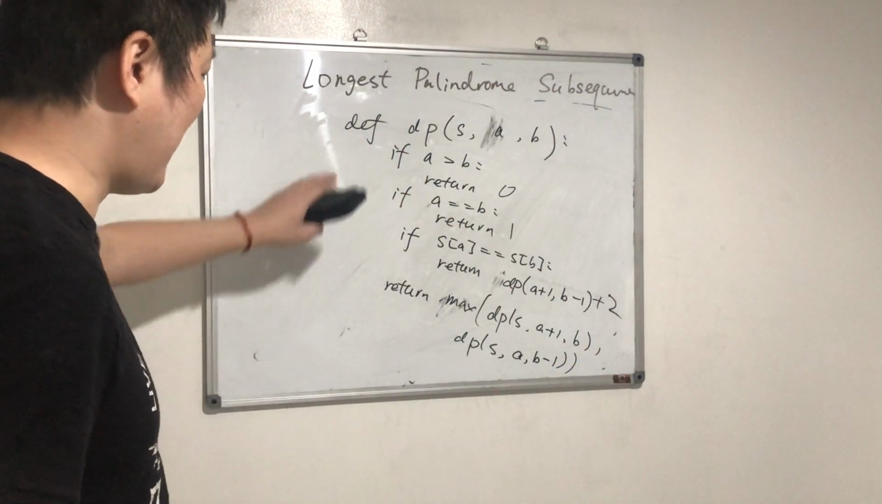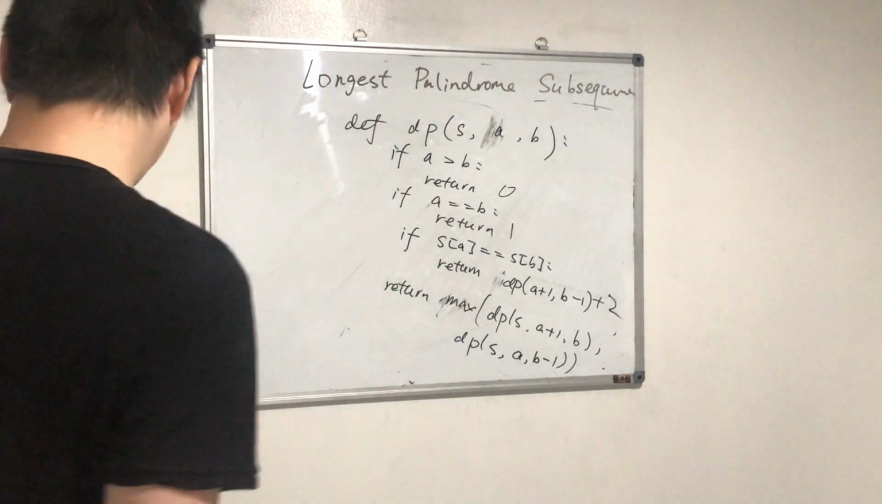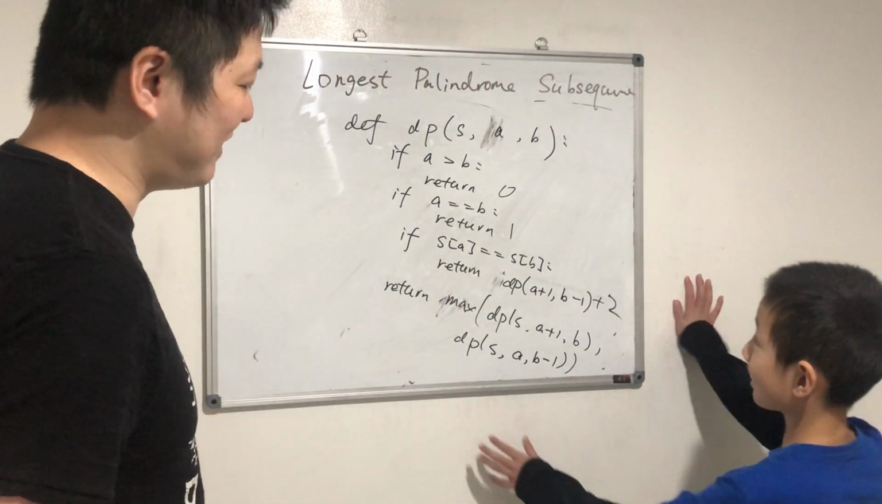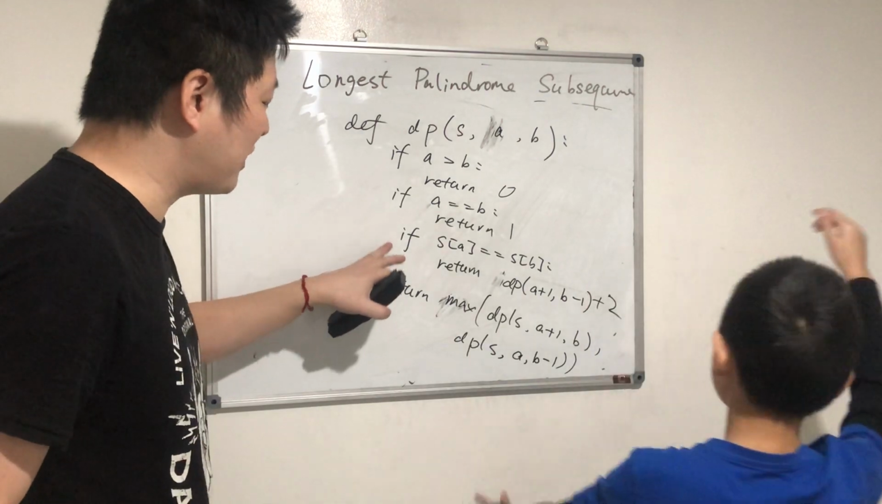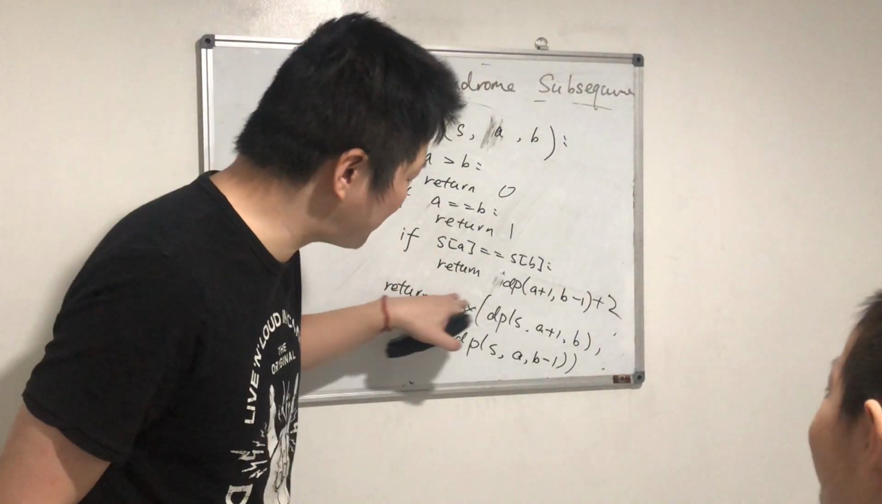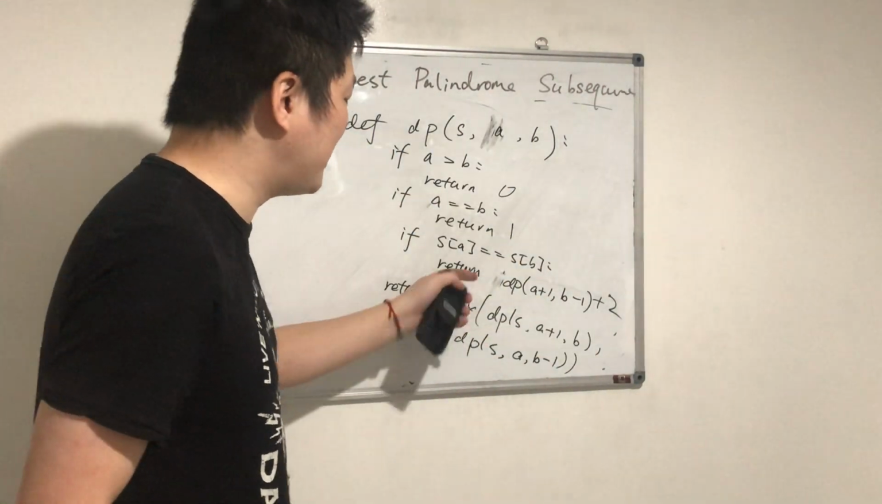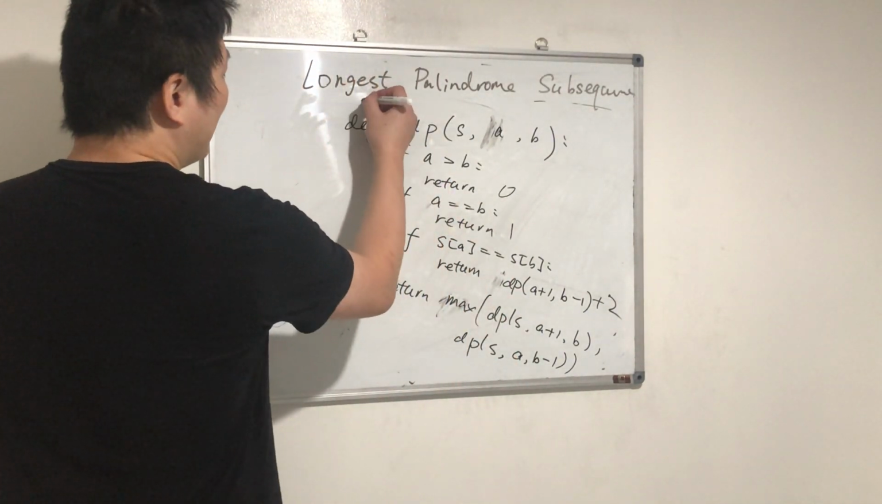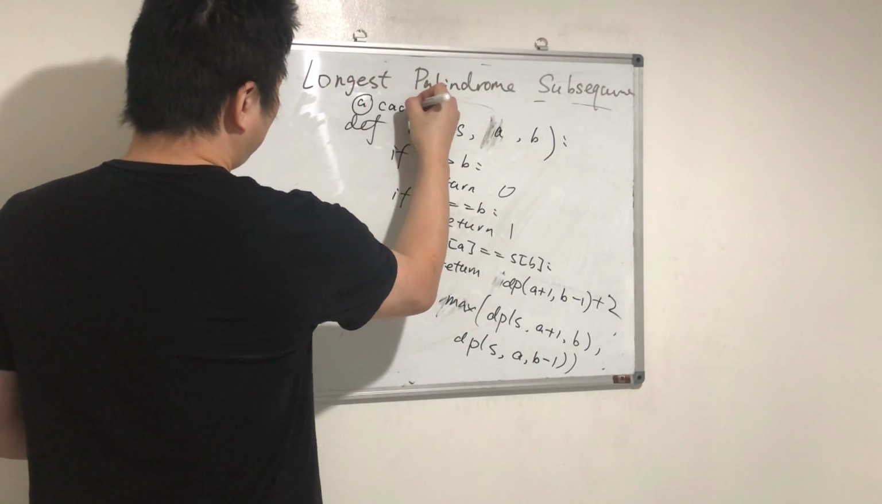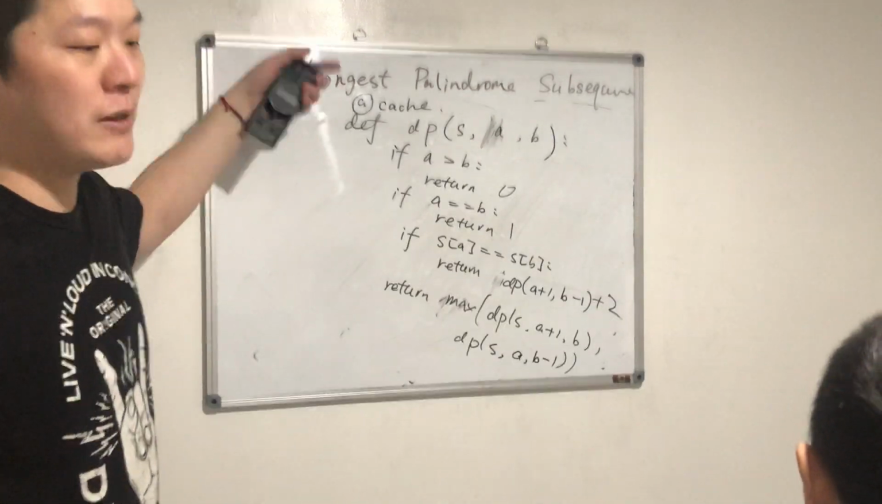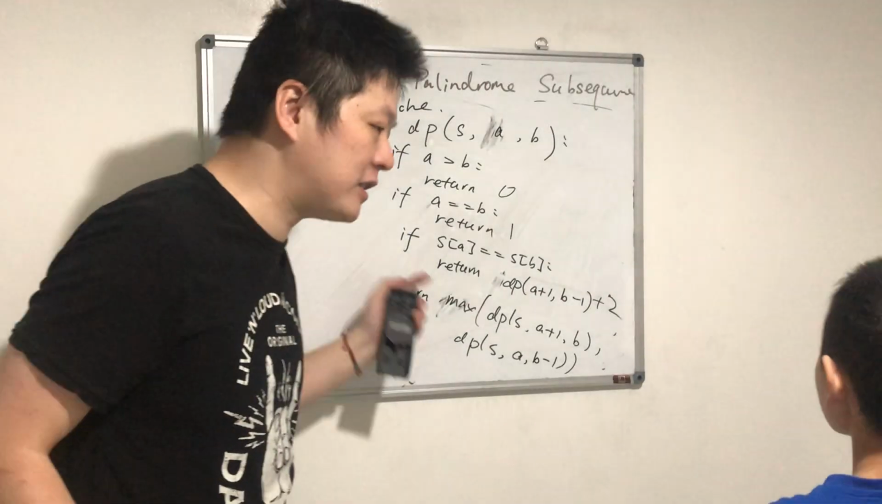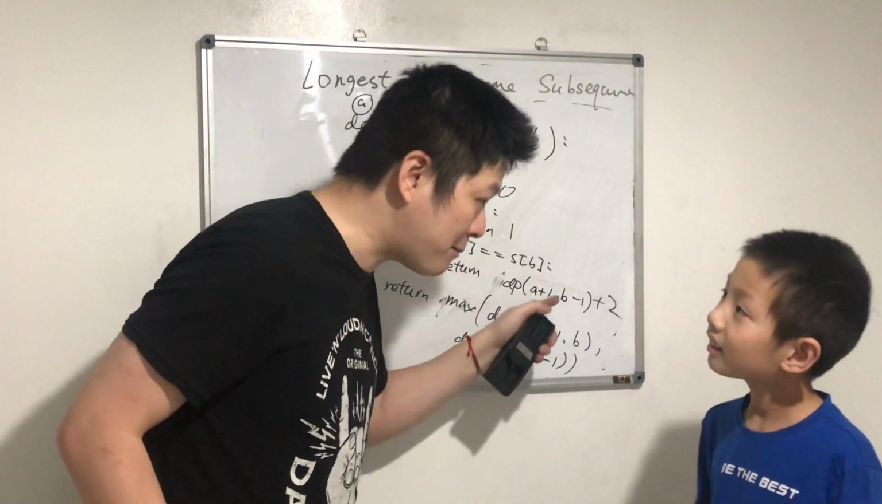What's missing here? There's one thing missing. Remember, this is the cache. Without the cache, this is exponential. We need to cache the value. Just add cache. And that's recursion with minimization, which is top-down dynamic programming.